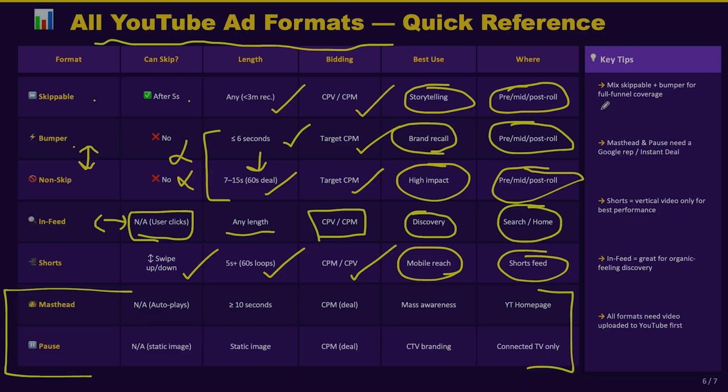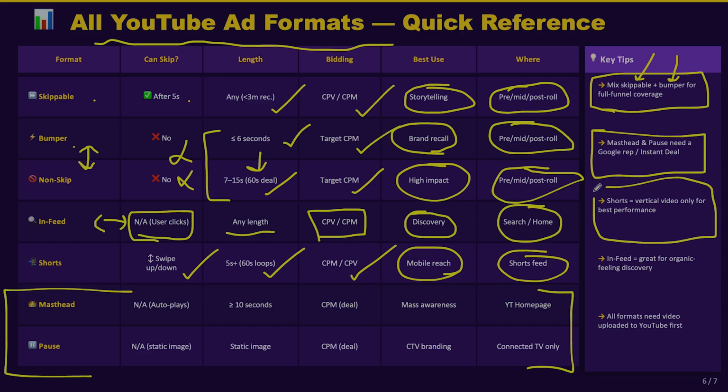The key tip would be to mix skippable plus bumper for full funnel coverage. If you are running a full funnel campaign, use skippable ad formats, use the bumper ad format, and mix your formats accordingly. Then masthead plus pause need a Google representative or an instant deal. We already discussed that. Shorts need vertical video only for best performance, because if the video is in landscape form and you are running it in Shorts, then it does not look good on the phone. It has to be in this format across the phone so that it looks good on the phone as well.